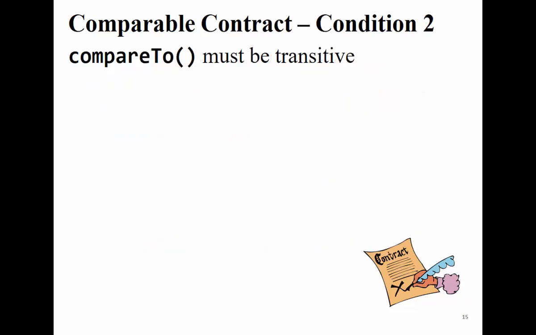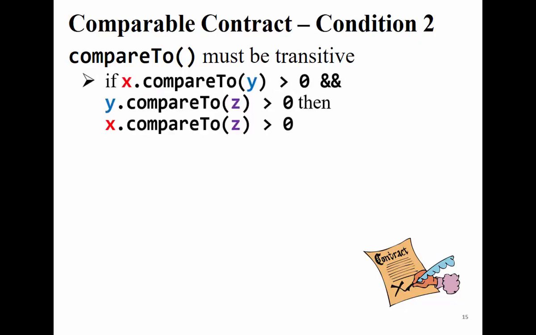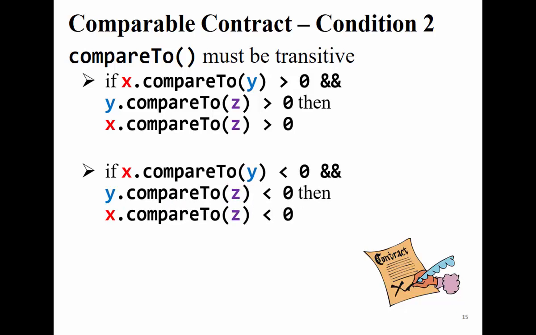Now, the second condition is transitivity. If you are comparing X with Y and it gives you a positive value, and you are comparing Y with Z and you receive a positive value, then if you compare X with Z, it should give you a positive value. That's what we call a transitive relation. So compareTo holds the transitive relation. And if X compared to Y gives you a negative value, and Y compared to Z gives you a negative value, then comparing X with Z should give a negative value.